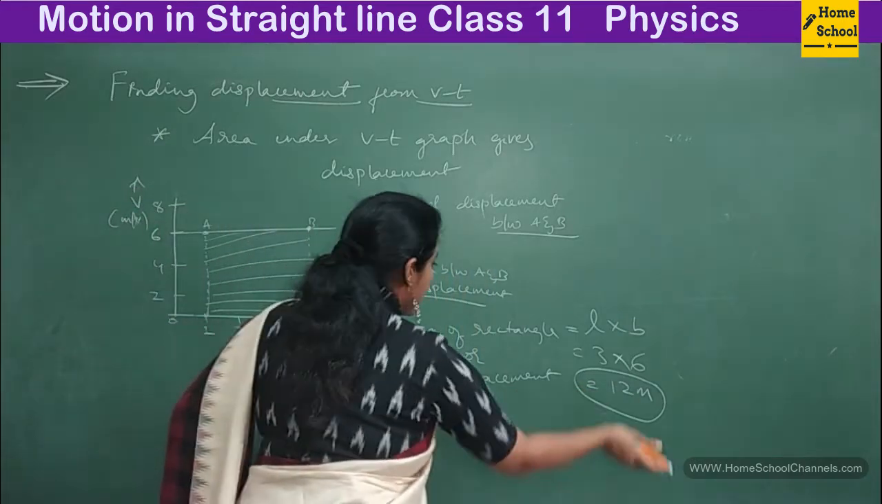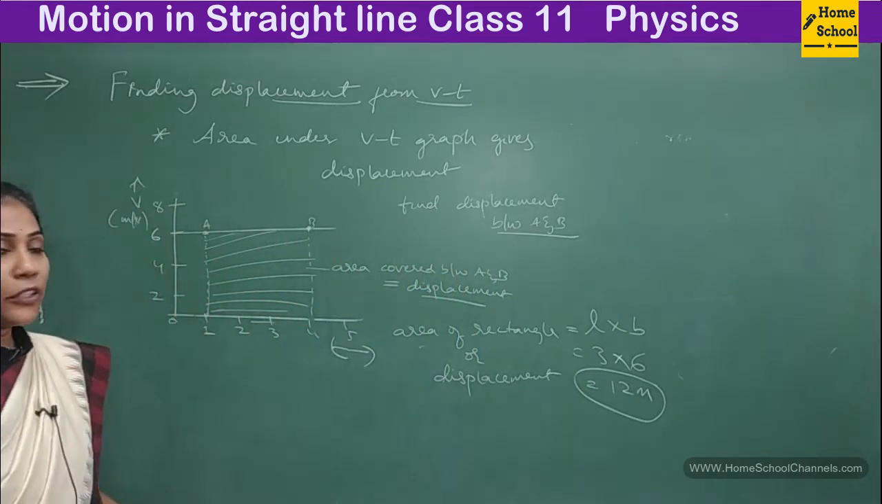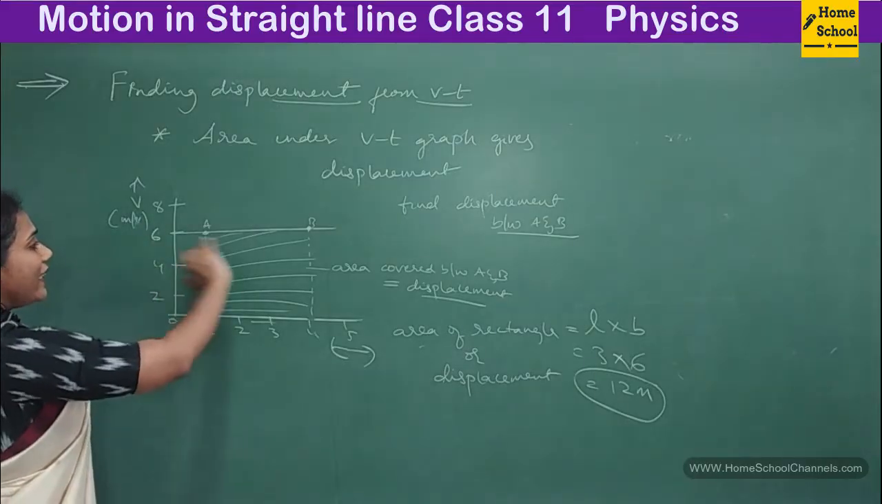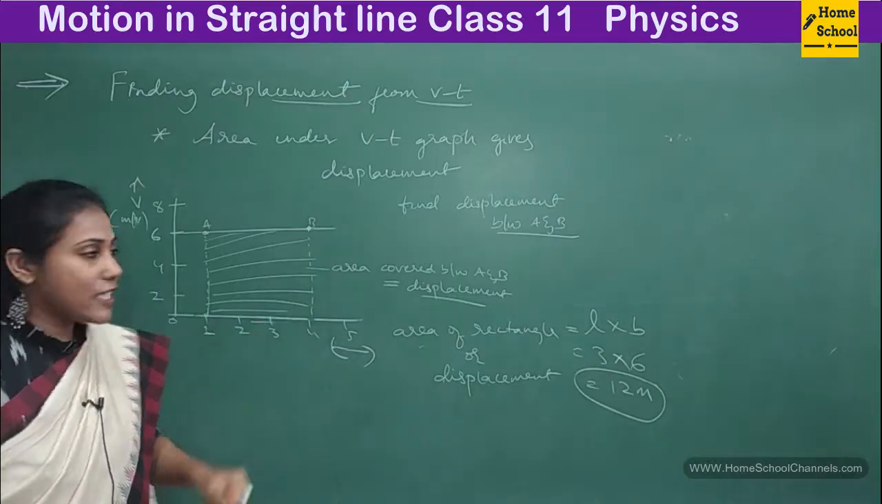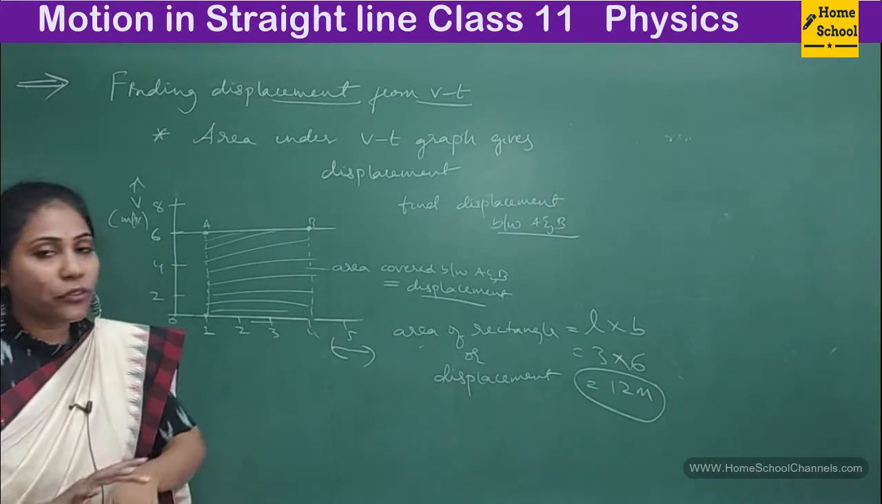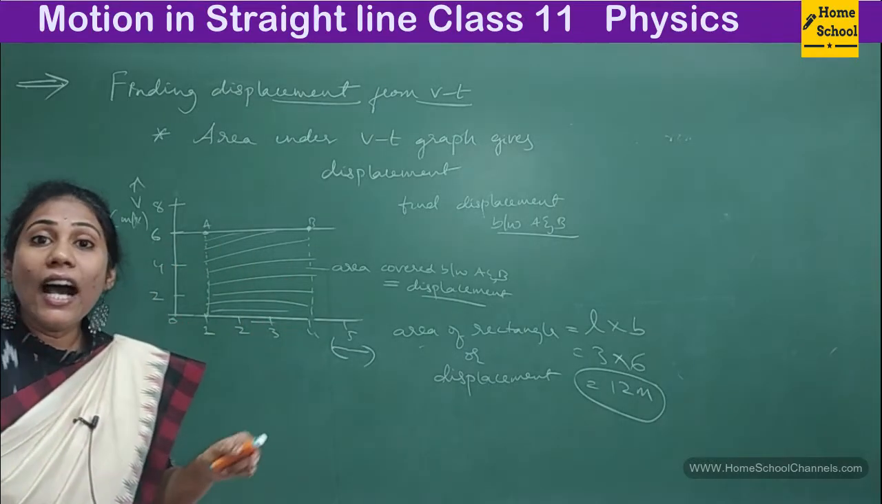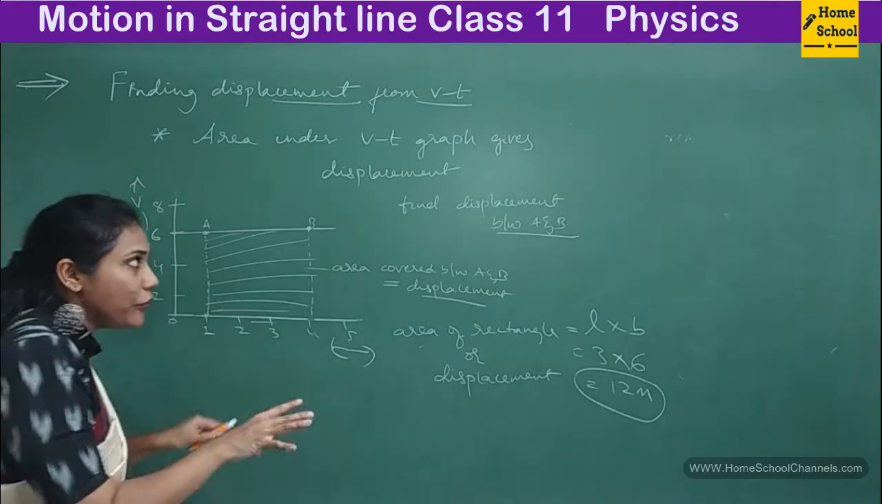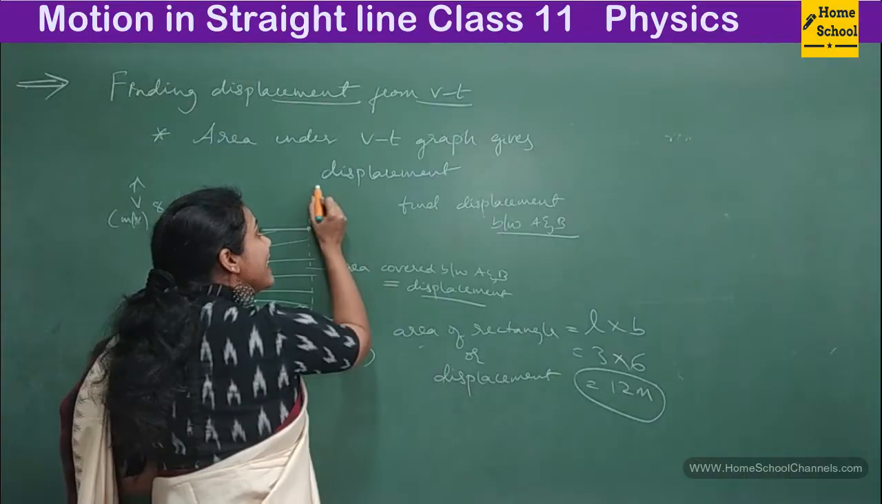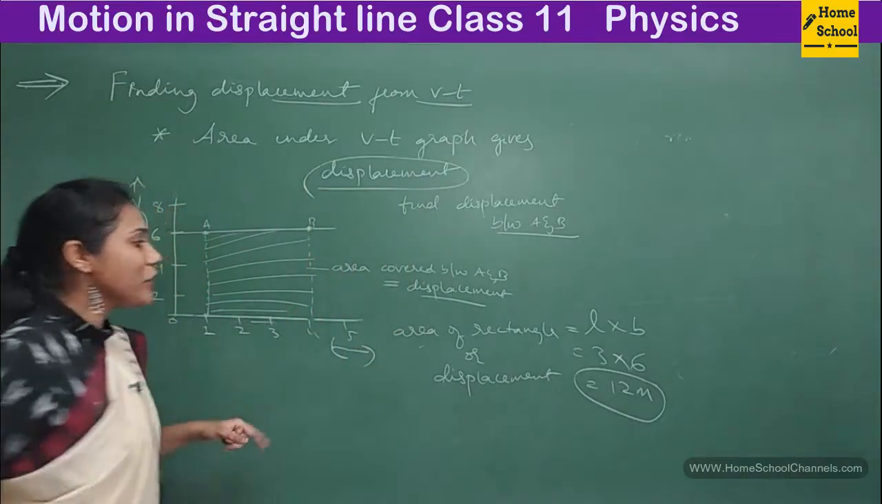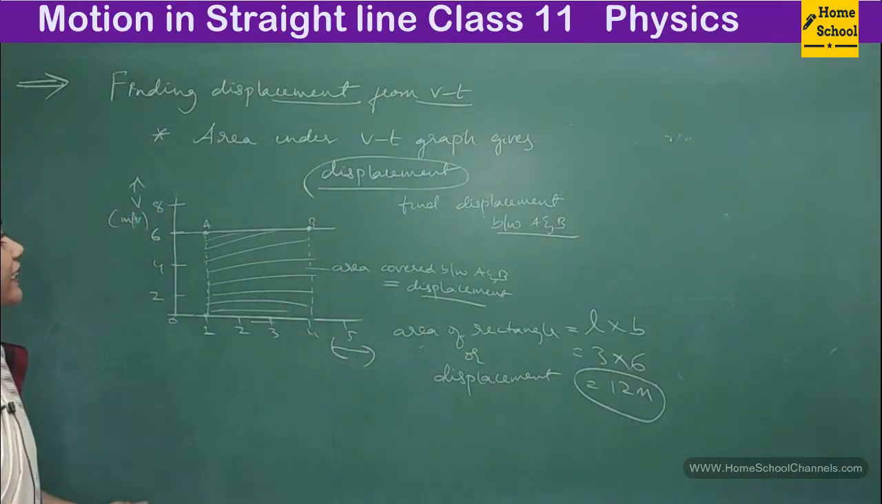So what is your displacement here? It is 12 meters. It can be a straight line, it can be a curve, or whatever it is, whatever the graph you get, if you can find the area covered under the graph, then that itself is the value for displacement. So this is how we will find displacement from VT graphs.